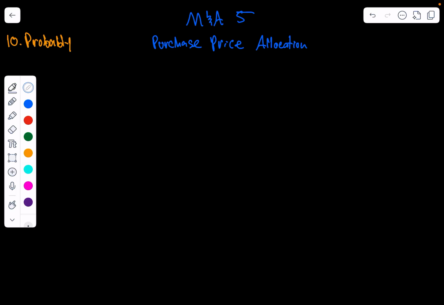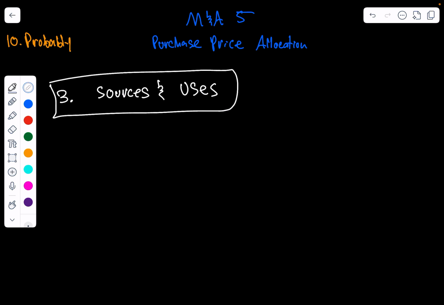Alrighty, so in this video, the 10th video of the Probability series and the fifth on M&A, we're going to be talking about the purchase price allocation schedule. Sometimes this is just referred to as our sources and uses. If you remember, this was the third step in our merger model video. Essentially all that we're doing is figuring out where we are getting the money to finance this transaction and how we are going to use this money.